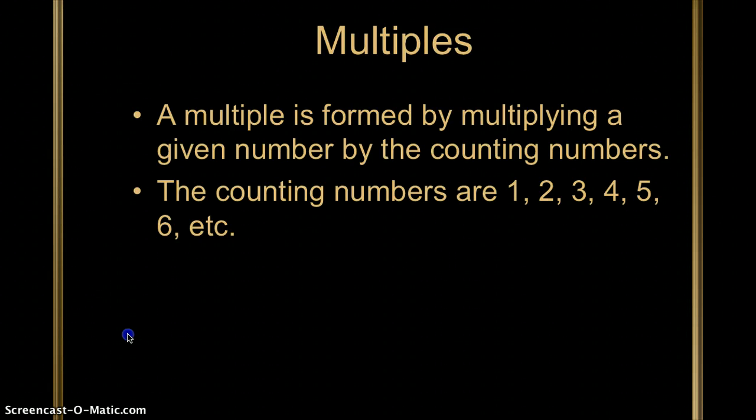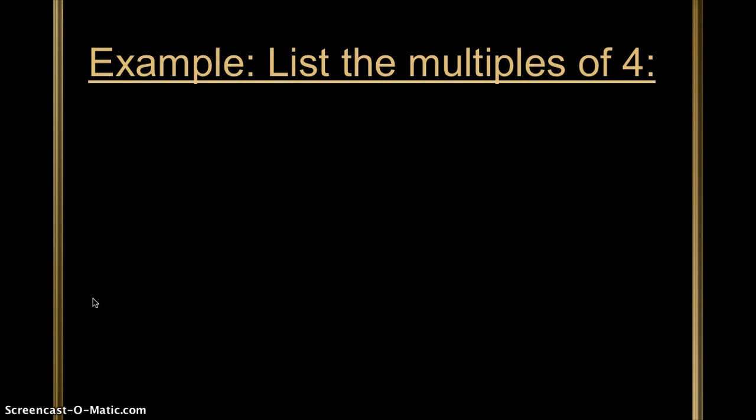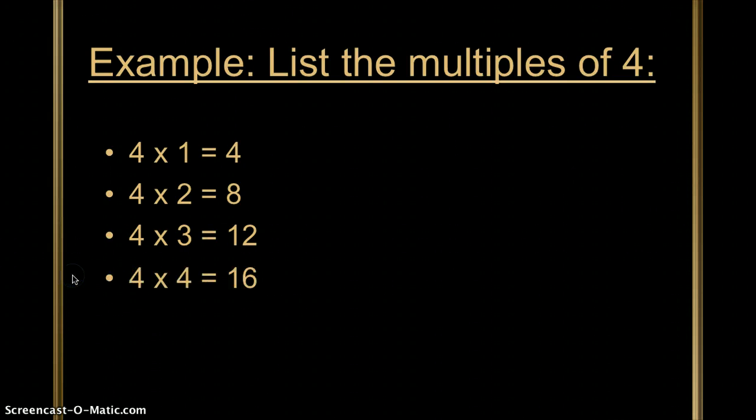So here's an example of the multiples of 4. The first multiple of 4 is 4 times 1, which is 4. Second one, 4 times 2 is 8. 4 times 3 is 12. 4 times 4 is 16. 4 times 5 is 20. And 4 times 6 is 24.